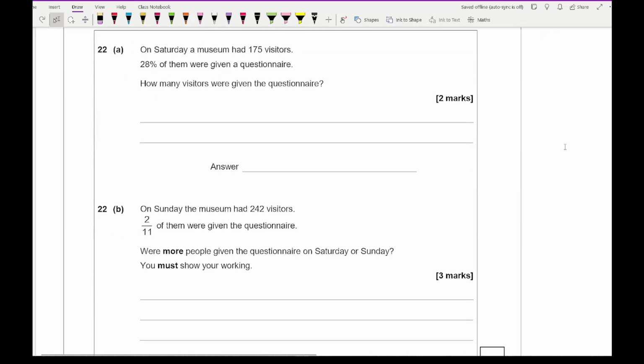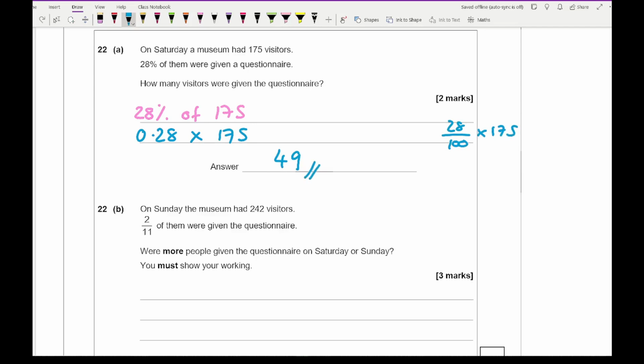Then moving on to question 22A, it says, on a Saturday, a museum has 175 visitors, 28% of them are given a questionnaire. How many visitors are given the questionnaire? So for this, we need to work out 28% of 175. Now, I would probably assume this is going to be on a calculator paper. So if I convert 28% into a decimal, so it's 0.28, multiply that by 175, I get an answer of 49. Alternatively, you could have done 28 over 100 multiplied by 175 and you would still get the same answer.